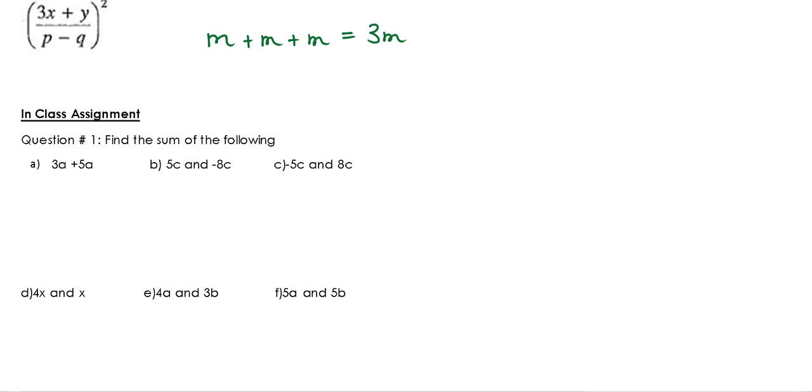If I have something like A plus A plus A plus A plus A, well, how many A's do you have? Well, I have 5 A's, so that's the same thing as adding 5 apples, right? So if I add 1 apple plus 1 apple plus 1 apple plus 1 apple plus 1 apple, that means I have 5 apples.